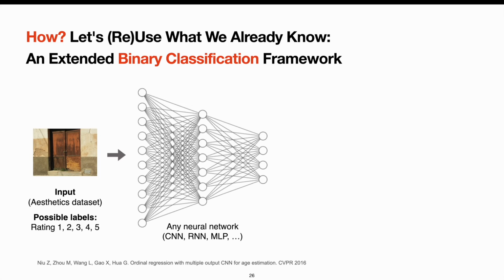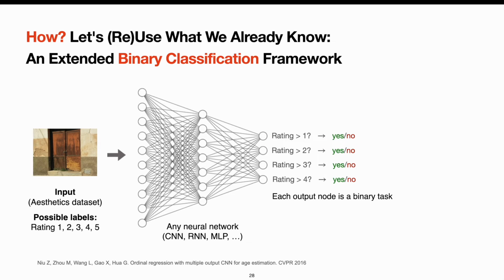And we put this into a neural network. It could be any type of neural network, a CNN, an RNN, a multilayer perceptron, and so forth. Now at the output layer, we have binary classification tasks. For example, the first output node could be asking whether the label of that image is greater than 1. It's a binary classification task because the answer is yes or no. Similarly, we can do that for the other labels. So we can have rating greater than 1, greater than 2, greater than 3, greater than 4. Each output node in this neural network is now a binary classification task.